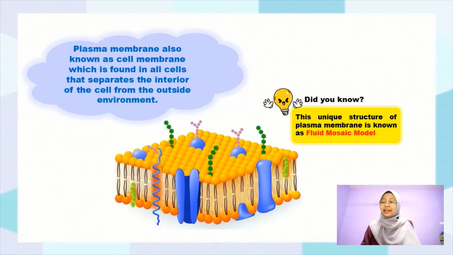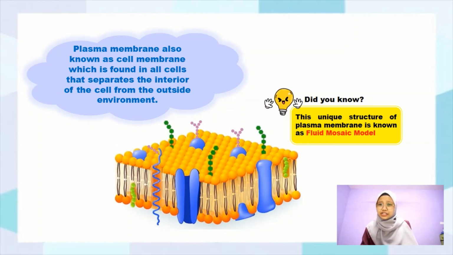The plasma membrane, also called the cell membrane, is the membrane found in all cells that separates the interior of the cell from the outside environment. Does it exist in plants or bacteria? Yes, because in bacterial and plant cells, a cell wall is attached to the plasma membrane on its outside surface. The plasma membrane consists of a lipid bilayer that is semi-permeable.